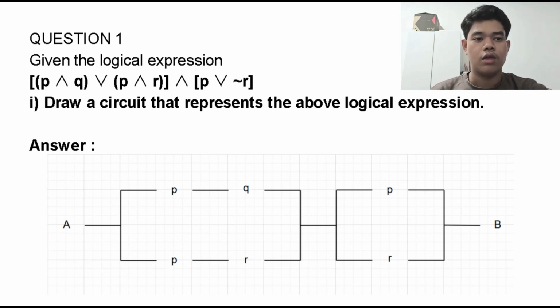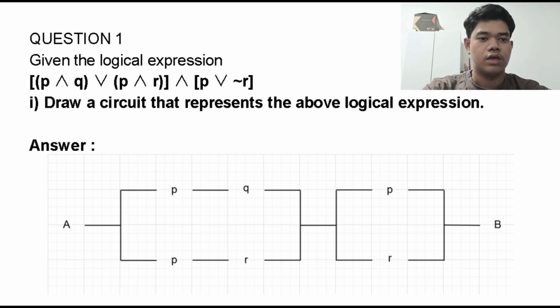Now I will explain the circuit step by step from left to right. Starting from point A, we look at the first part of the expression, which is in bracket P and Q, or in bracket P and R. P and Q is drawn as P connected in series with Q, and P and R is drawn as P connected in series with R. Because these two are connected by OR, both series paths are placed in parallel. This forms the first circuit block.